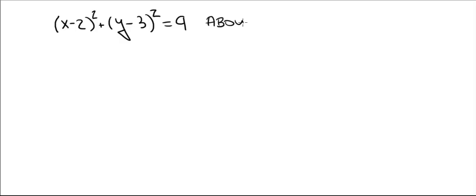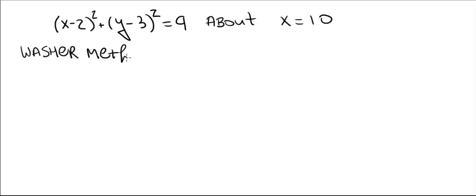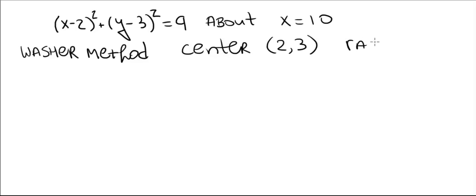We're going to find the volume of the solid of revolution obtained by rotating a circular region bounded by the circle (x - 2)^2 + (y - 3)^2 = 9 about the vertical line x = 10. Now we'll be using the washer method. Note that this circle has center (2, 3) and radius square root of 9, which is 3.